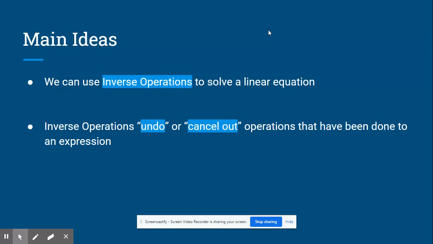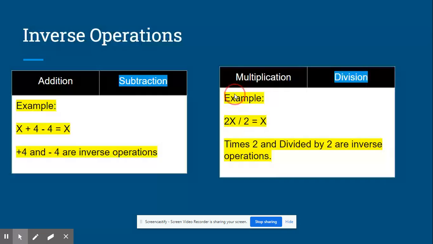The main idea of inverse operations is that we can use inverse operations to solve a linear equation. Inverse operations undo or cancel out operations that have been done to an expression. Here are the inverse operations that we're going to be working with to solve linear equations.